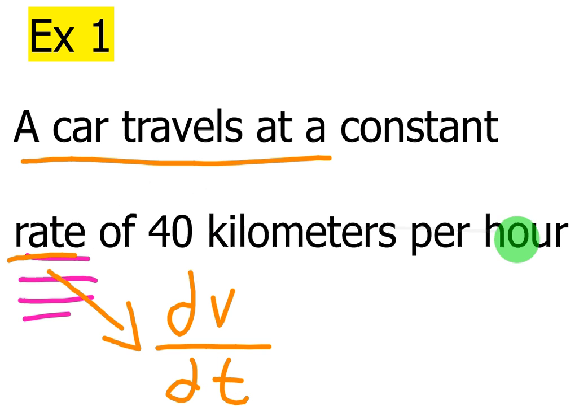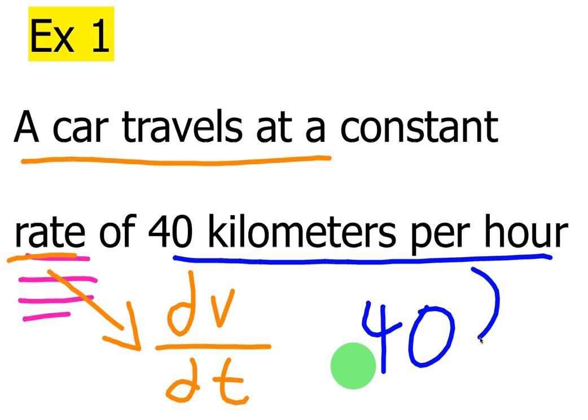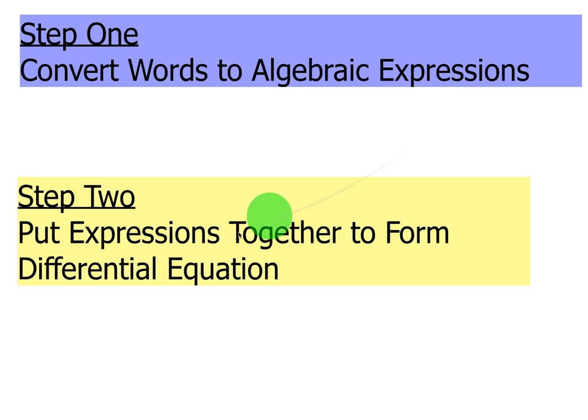Okay, the second part, the rate of 40 kilometers per hour. So this is going to be equal to 40. And you don't even have to put the units. In fact, I'm kind of putting too much together. We'll just write the 40 for now. So when you put that together, guess what you get? You get an equation. So for step 2, put the expressions together to form the differential equation.